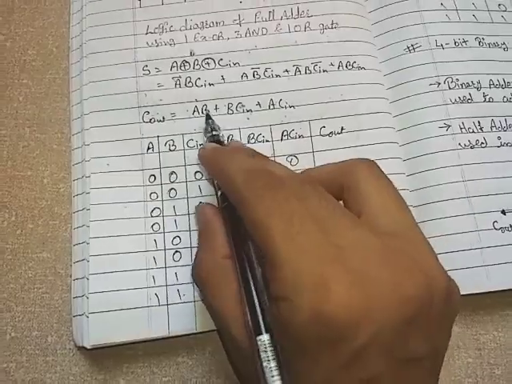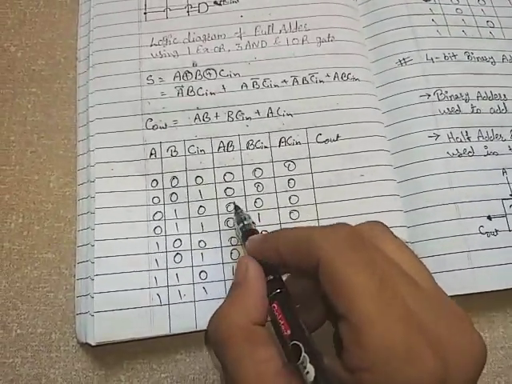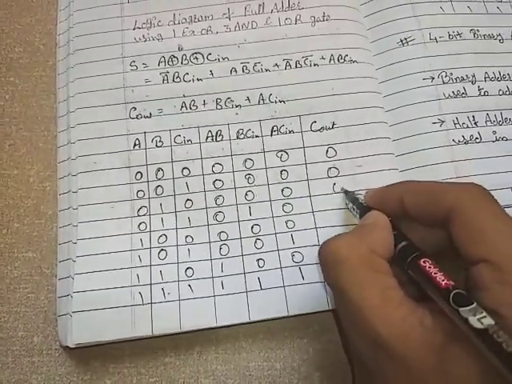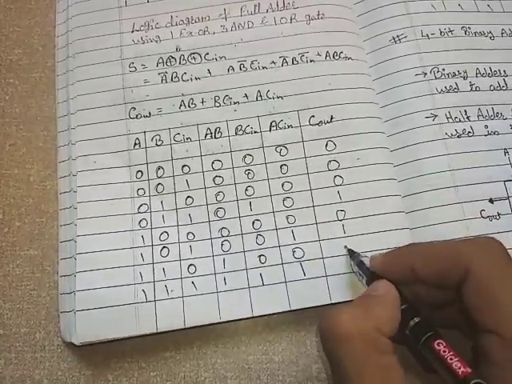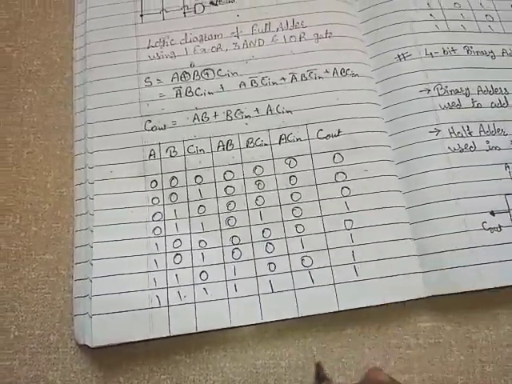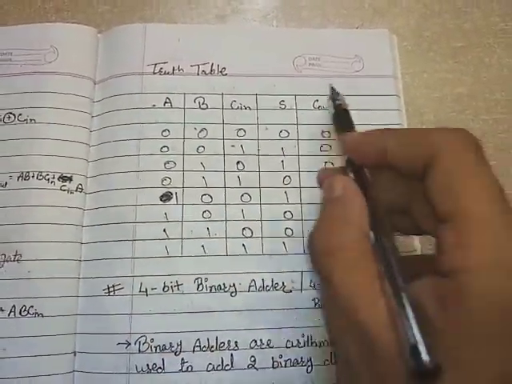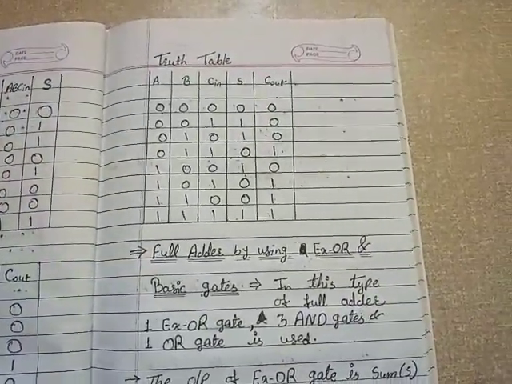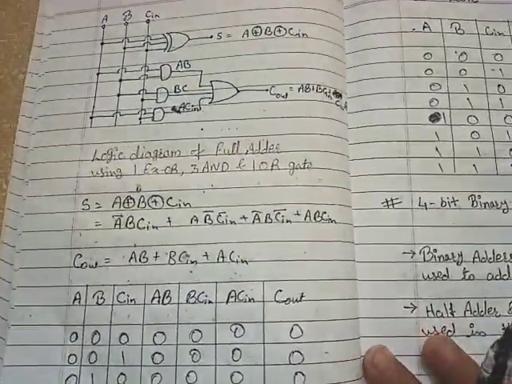Now C out is OR operation of these three columns. So when any one of the input is high, output is high. Here we go. So we will get the same truth table as previous. Now that's all about full adder.